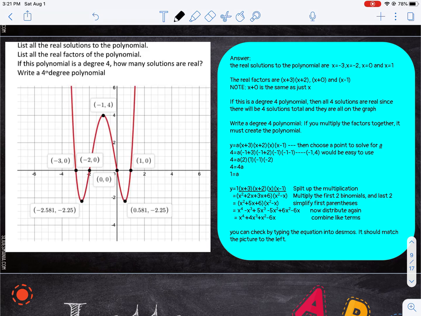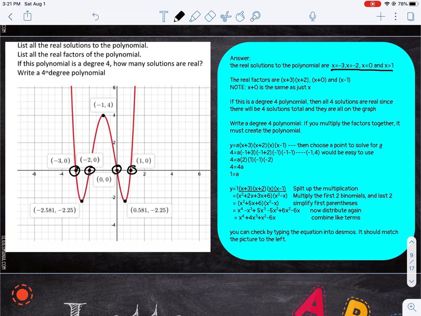Okay, so hopefully you had a chance to try this one, and I'm going to walk you through the answer. The question wanted to know, list all the real solutions. Remember, the real solutions are where they're crossing the x-axis. So we had it cross at -3, -2, 0, and 1. So those would be my real solutions.